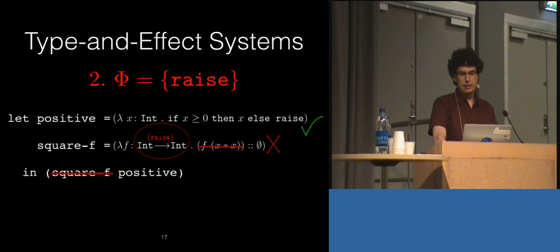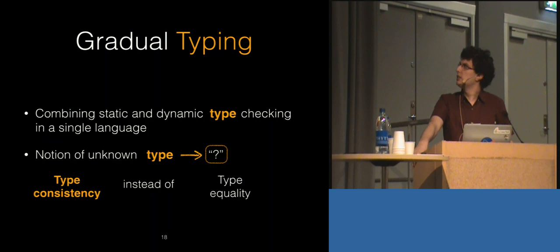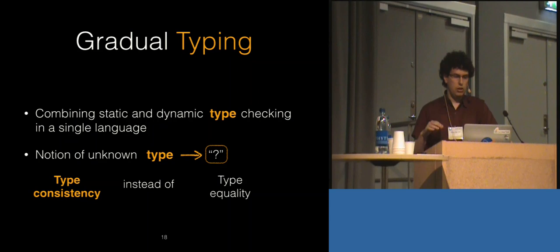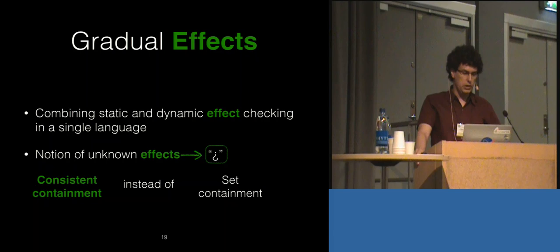We inspire ourselves in the work on gradual typing. Gradual typing attempts to combine static and dynamic type checking in a single language. It does so by introducing a notion of an unknown type, this question mark. The core idea is noticing that the type derivation relies on this notion of type equality. So you can introduce a broader notion of type consistency, so statically the type system can accept more programs where there is unknown information. We want to introduce a similar notion for effects, combining static and dynamic effect checking in a single language. We introduce a notion of unknown effects, for which we use the inverted question mark, and Spanish speakers will know why.